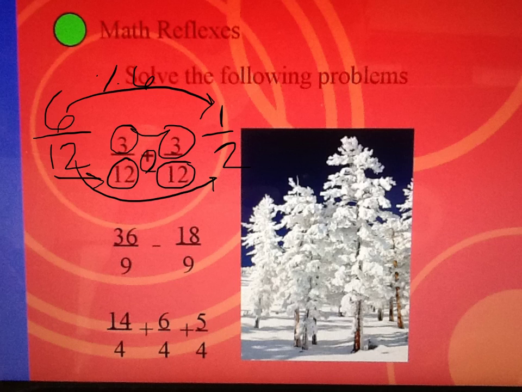Another example, 36 ninths subtracting 18 ninths. We have a common denominator, so the 9 is going to stay the same. And now we're going to head and subtract 36 minus 18, subtracting our numerators, which we would get 18. We should recognize that this is a top-heavy number or an improper fraction, which tells us that there's going to be a whole number hidden in there.